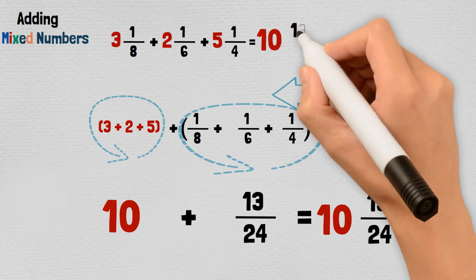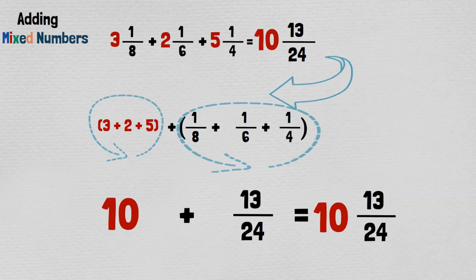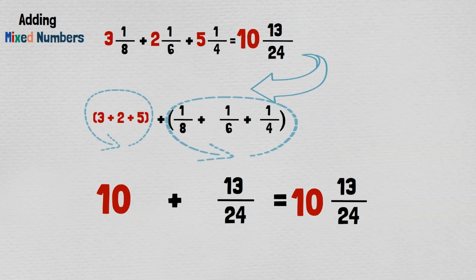Let's summarize the steps. When we add mixed numbers, we tackle the whole part separately from the fraction parts. First, we separate the whole numbers from the fractions. Second, we add the whole numbers. Third, we add the fractions. And lastly, we take the sum of the whole numbers and add it to the sum of the fractions.